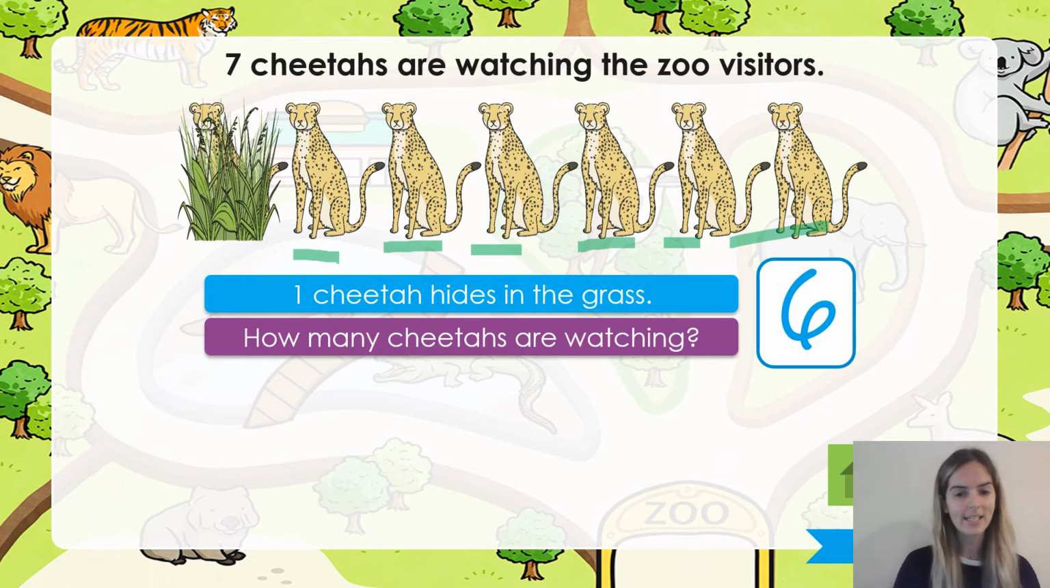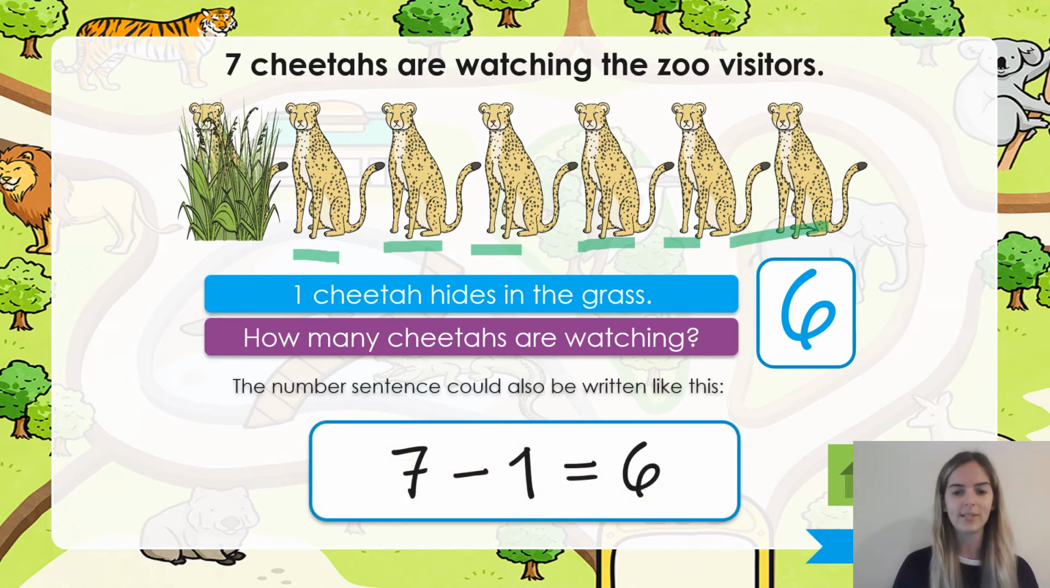And our number sentence, try and write our number sentence. Remember, we started with 7 and we took 1 away. How many do we have left? And that looks like this. 7 take away 1 equals 6.